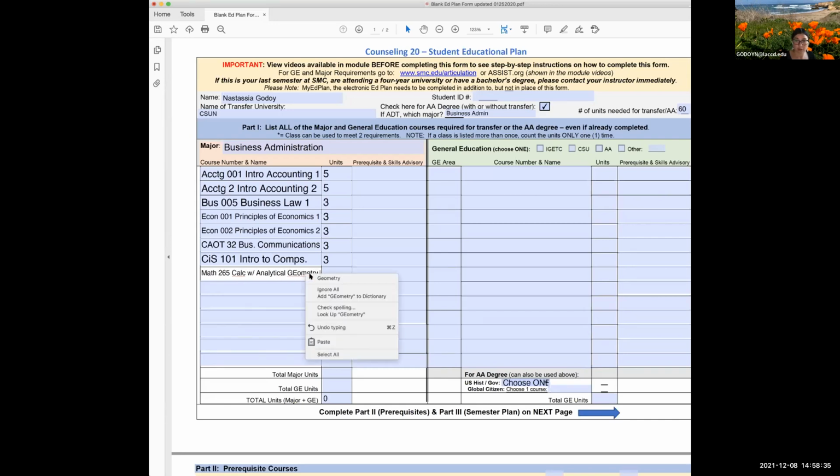Okay. And that's 5 units. And then lastly, I need a statistics course. So that's Math 227, Elementary Statistics. And that's 4 units. Okay. So now I've written down all the classes that Assist says I need for my major.